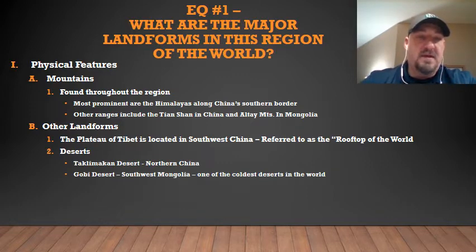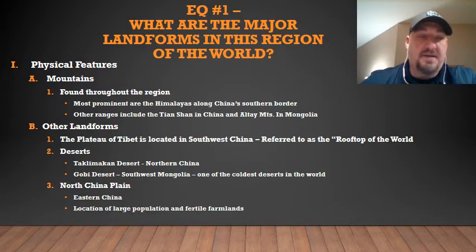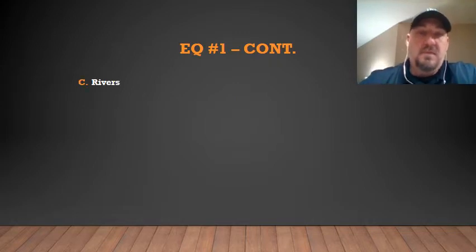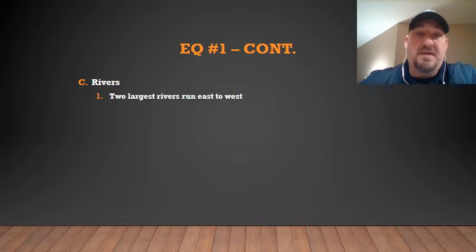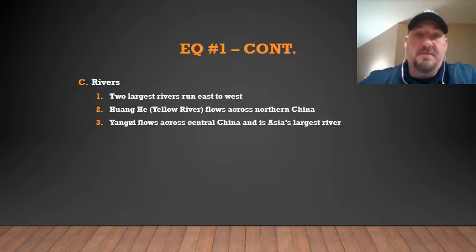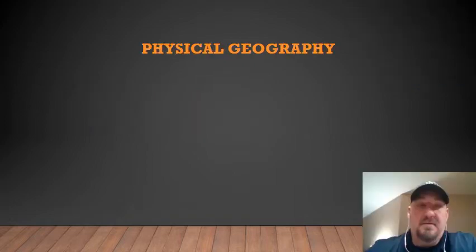Deserts include the Taklamakan Desert in northern China and the Gobi Desert in southwest Mongolia, one of the coldest deserts in the world. The North China Plain is located in eastern China and is the location of a large population and fertile farmlands. Continuing with essential question 1, rivers. Two of the largest rivers run east to west. The Honghe, or Yellow River, flows across northern China, and the Yangtze flows across central China and is Asia's largest river.